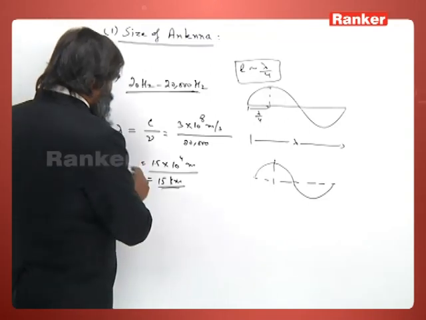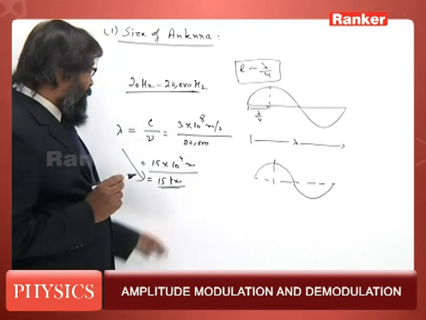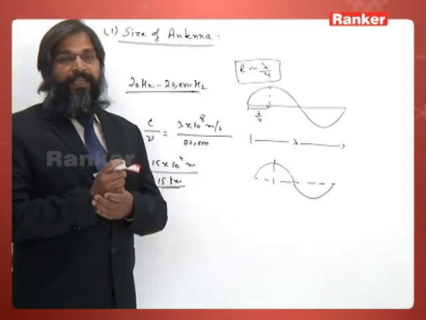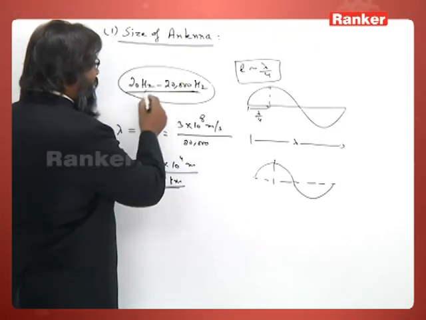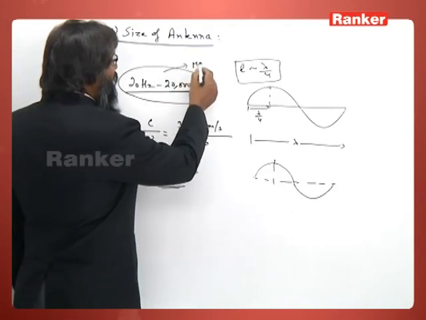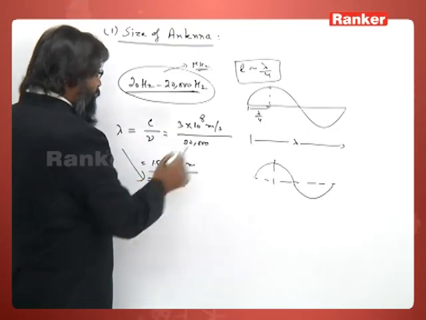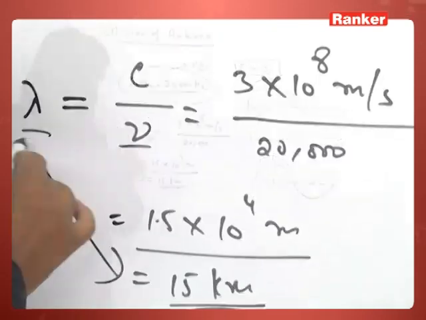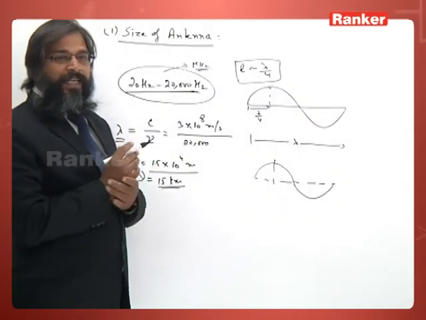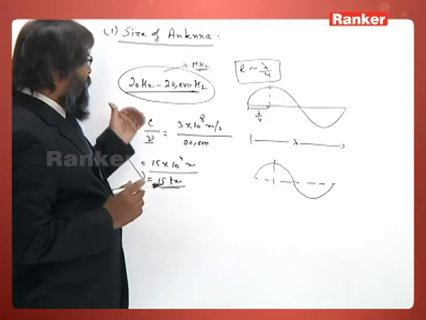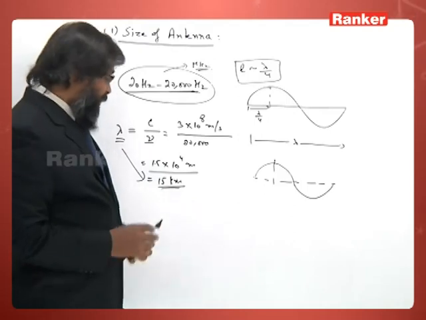So if we have to transmit the baseband signal directly in the form of an electromagnetic wave, we require large antennas. That is why we mix this signal with a high frequency carrier of some megahertz, and then it is transmitted, for which the lambda requirement will be less. So it is the size of antenna that limits our transmission of baseband signals.